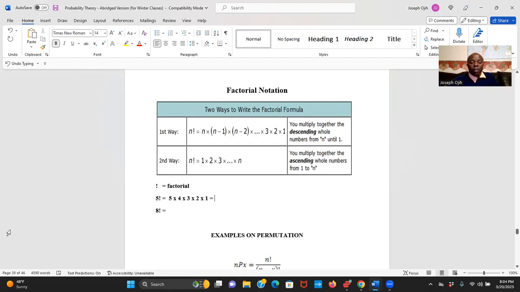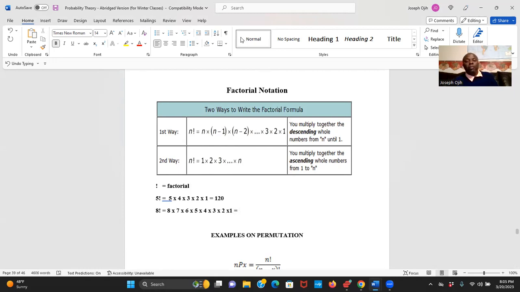5 times 4 is 20. 20 times 3 is 60. 60 times 2 is 120. 120 times 1 is 120. And 8 factorial, for example, will be 8 times 7 times 6 times 5 times 4 times 3 times 2 times 1.